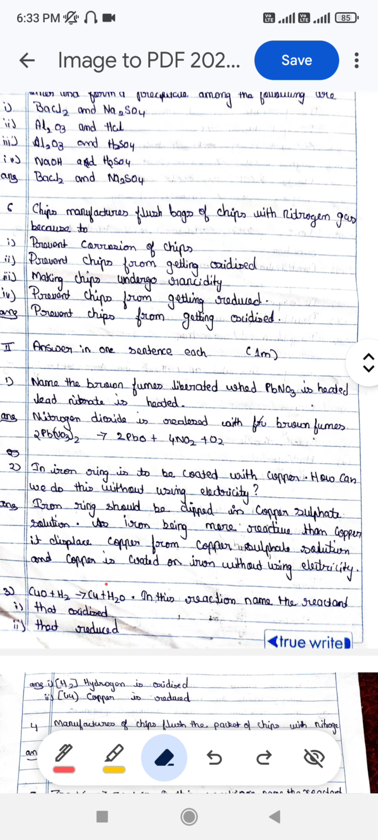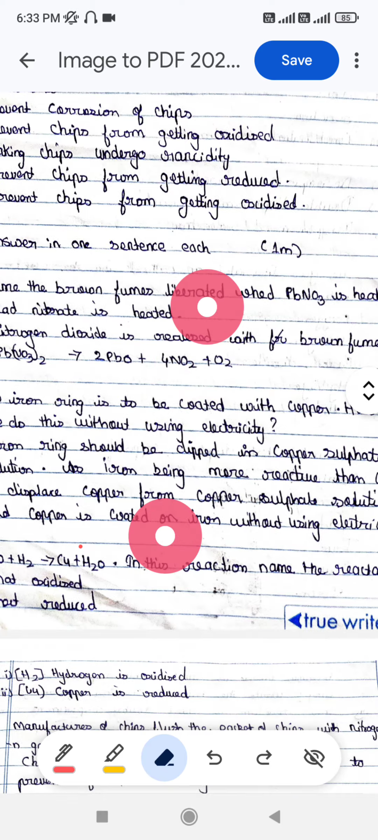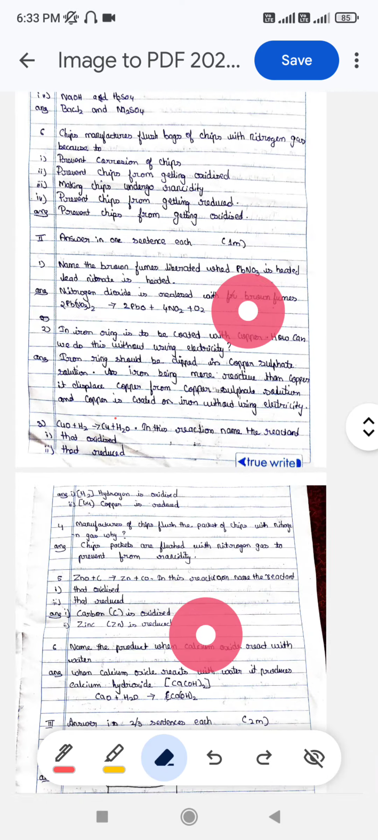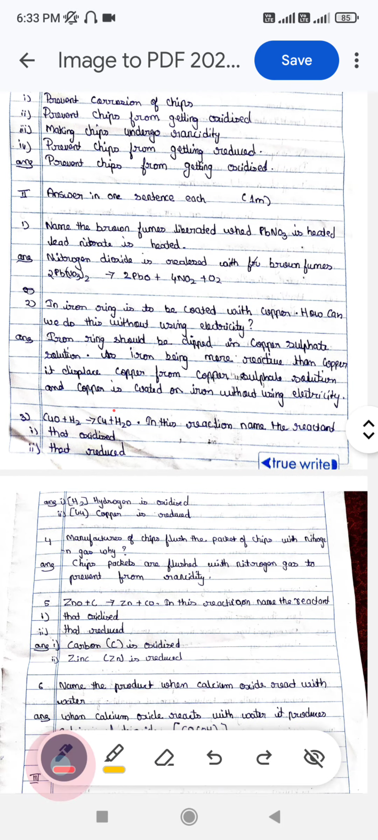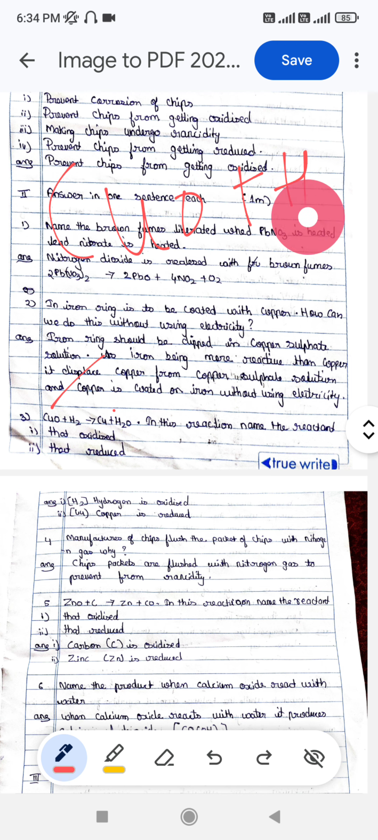Next question: copper oxide plus hydrogen gives copper plus H2O. In this reaction, name the reactant that is oxidized and the one that is reduced. Here the reaction is copper oxide plus hydrogen. You have to study what oxidation and reduction mean. First you have to understand.